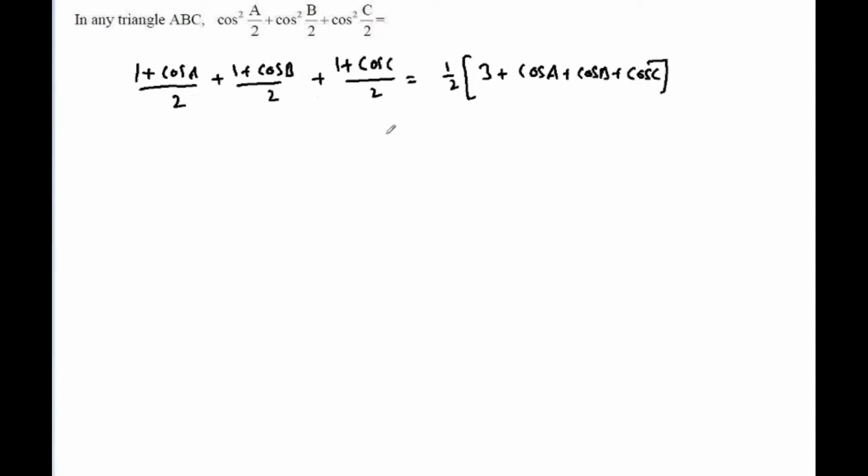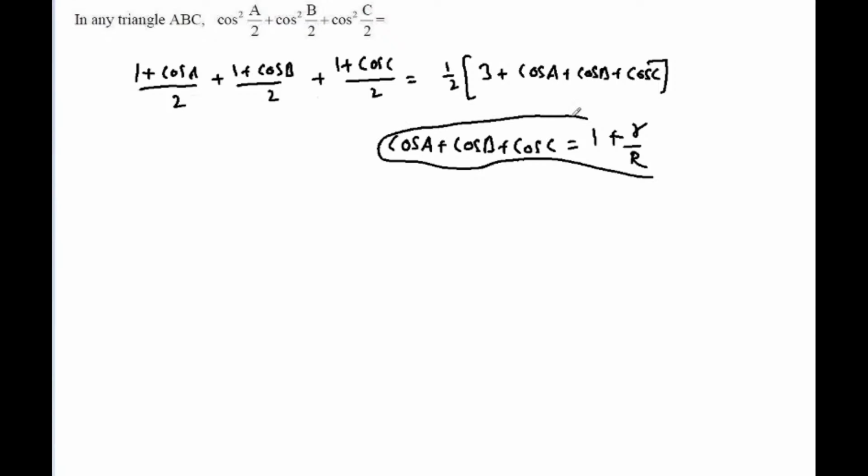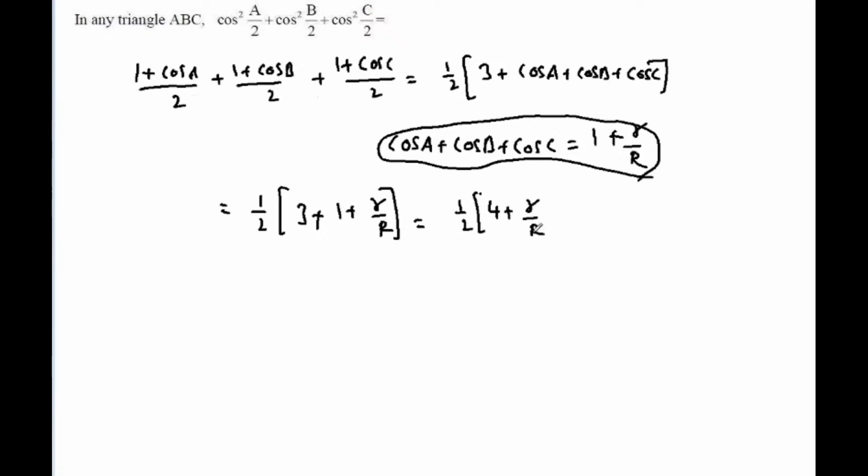In properties of triangle, we know the value cos A + cos B + cos C is equal to 1 + r/R. Remember this relation: cos A + cos B + cos C is equal to 1 + small r by capital R. Substituting this value in that equation, 1/2 × (3 + 1 + r/R), that is 1/2 × (4 + r/R). So multiplying by 1/2, 4/2 is 2, plus r/(2R). This is the answer.